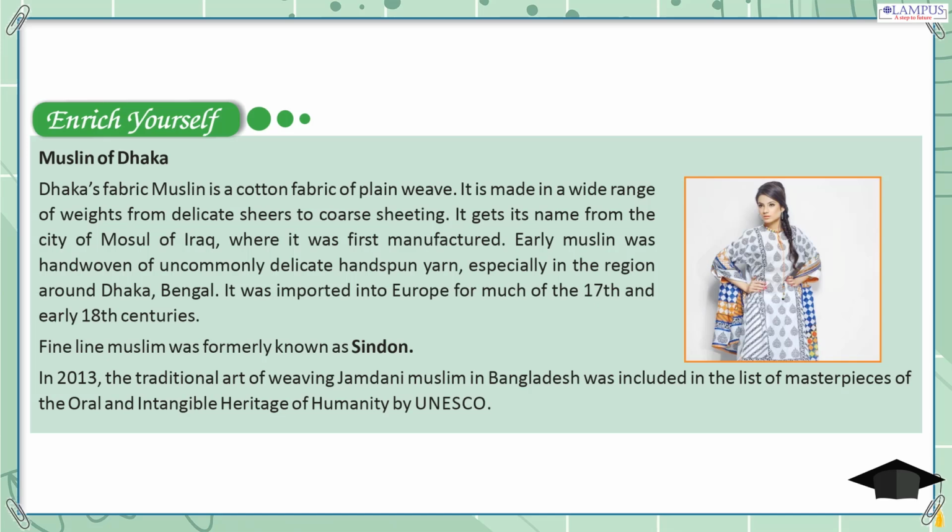It was imported into Europe for much of the 17th and early 18th centuries. Fine linen muslin was formerly known as Sindan. In 2013, the traditional art of weaving Jamdani muslin in Bangladesh was included in the list of masterpieces of the oral and intangible heritage of humanity by UNESCO.